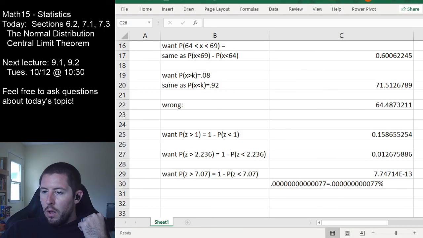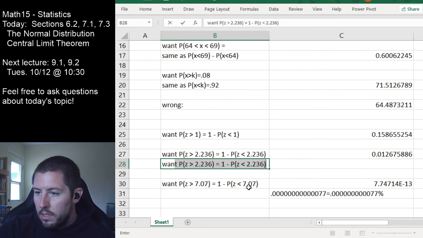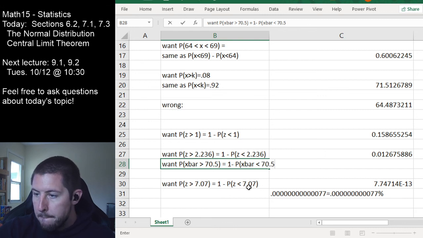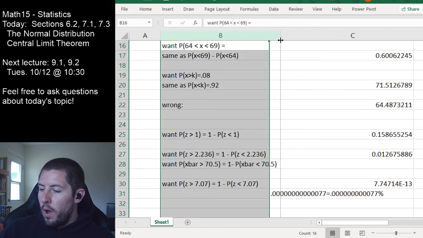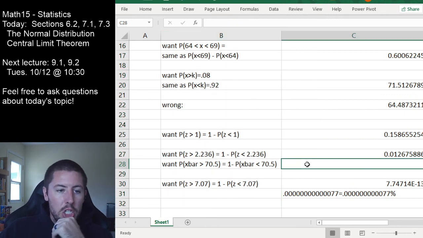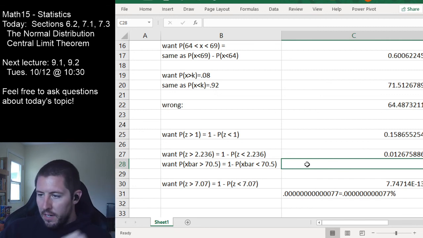So coming back into Excel, we could redo this one right here. I'm going to insert one and do this. We want the probability that our X bar is greater than 70.5, which is equal to 1 minus the probability that X bar is less than 70.5. And again, I'm expecting to get the exact same results whether I do it in terms of X or in terms of Z. The Z way, I think, is easier: compute a Z-score and then do a standard normal thing in Excel. But you might decide that it's easier to do the X way in Excel. You can do it either way.